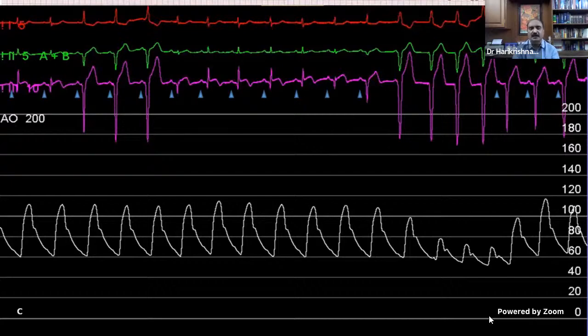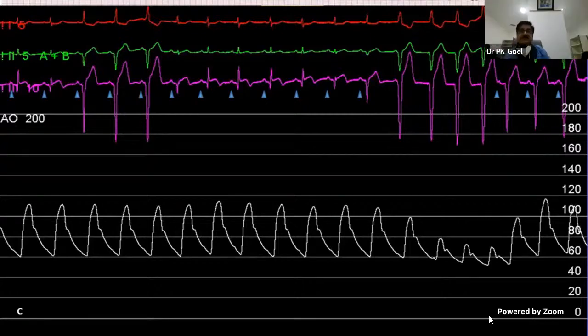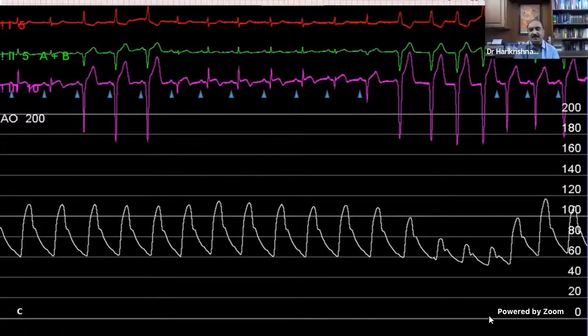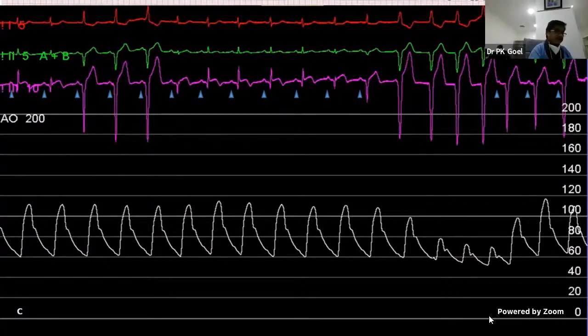So this is another trace. What is this new complex coming from? Can you tell? From the right ventricle, RV, sir. Is it an ectopic? Is it a pace beat? Is it a tachycardia? What is it? It has come from somewhere, no?